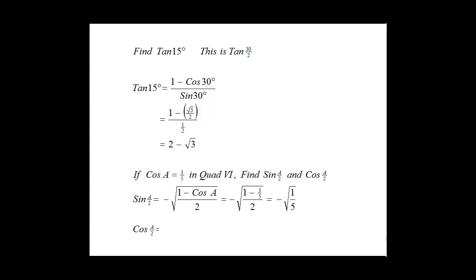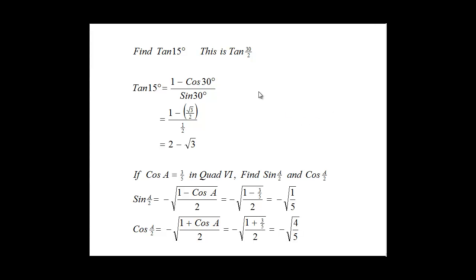Okay, cosine is going to be, I got that one right, negative the square root of 1 plus cosine over 2. We plug in our 3/5 again. Multiply by 5. 5 plus 3 is 8/10, which reduces to 4/5. That one is negative, because you're in the second quadrant. And that's an example of trig functions with half angles.